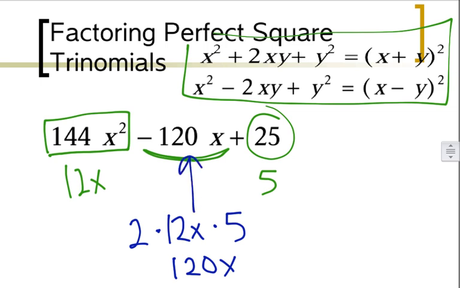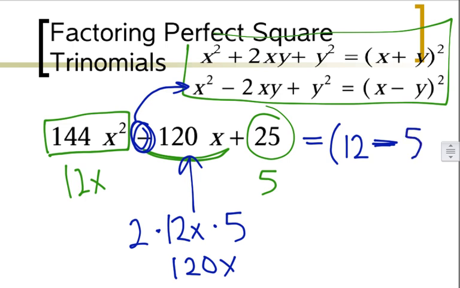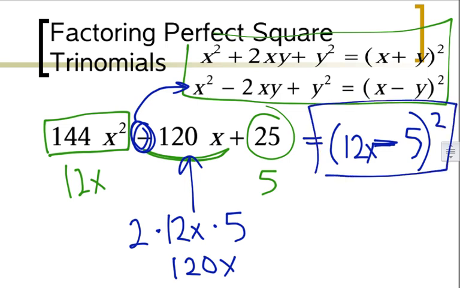And so all I have to do is realize this is a minus sign, which means I'm using the minus formula, which means my answer has the first number, which is 12x, and then minus the second number, 5. I'm sorry, I missed the x there, 12x, minus 5 squared. And that's the final outcome for this particular problem.